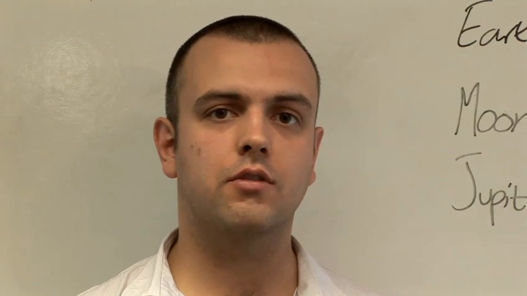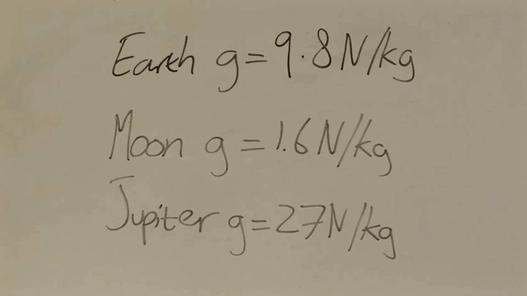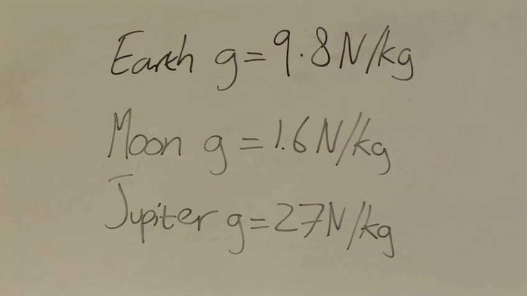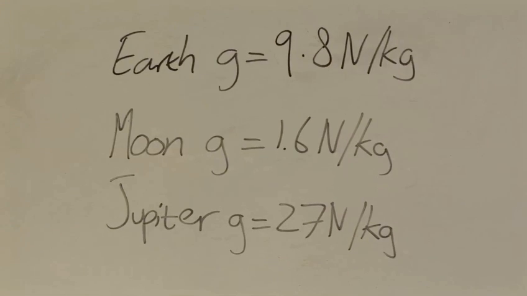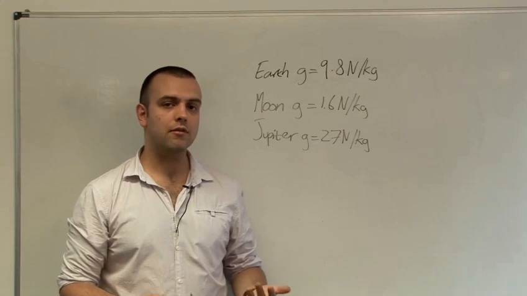Remember that g is a measure of gravitational field strength and depends on which planet you're on. You would only use 9.8 newtons per kilogram if you were on Earth. On the Moon it would be 1.6, for example, so you would weigh less. On Jupiter it would be 27, so you'd weigh more. Make sure you use the right value in your calculations. And that's how to do simple calculations involving potential energy.